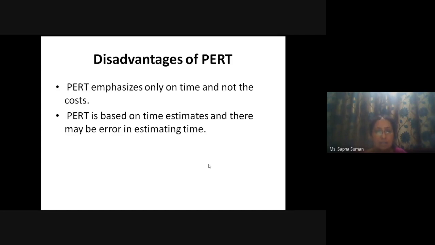Okay, because our resources depend upon our budgeting. तो जो भी हमारे रिसोर्सेज हैं वो हमारे फाइनेंशियल प्लानिंग पर भी डिपेंड करते हैं, हमारे बजट पे डिपेंड करते हैं, हमारे कॉस्ट पे डिपेंड करते हैं. Therefore we cannot keep the cost factor as the secondary factor. It is equally important and we have to take it into consideration, and this is also one of the disadvantages of the PERT technique.